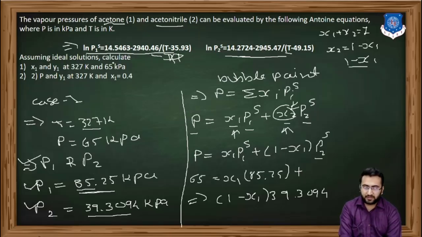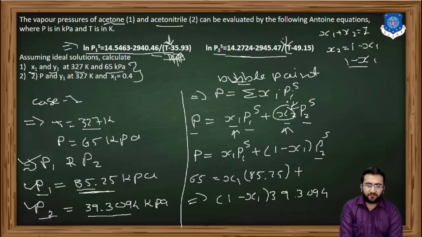Then it says that there will be two cases. In case 1, x1 and y1 we have to find using the value of temperature and pressure. So using the value of temperature in this Antoine equation, we can calculate P1 and P2 by putting the value of T in both equations and taking antilog on both sides. So we will get the values of P1 and P2, which become 85.25 kilopascal and 39.3094 kilopascal.